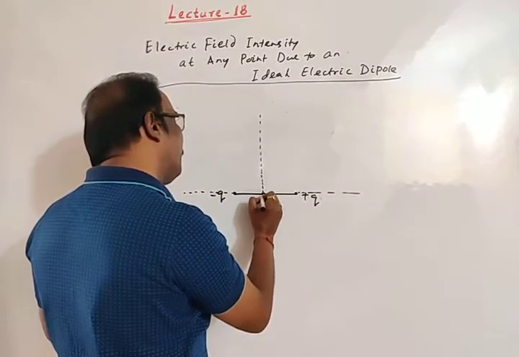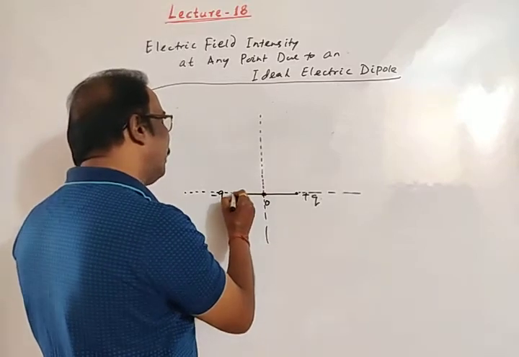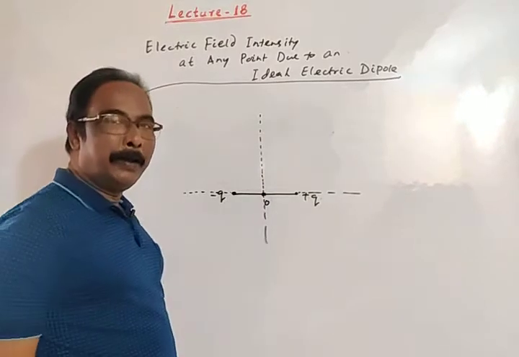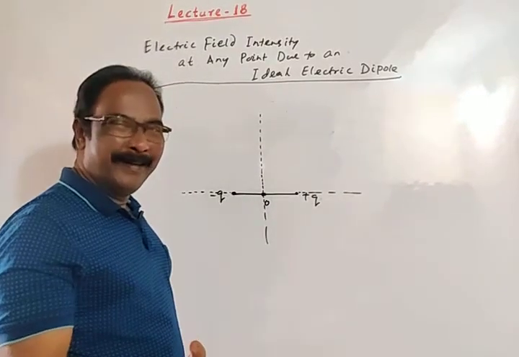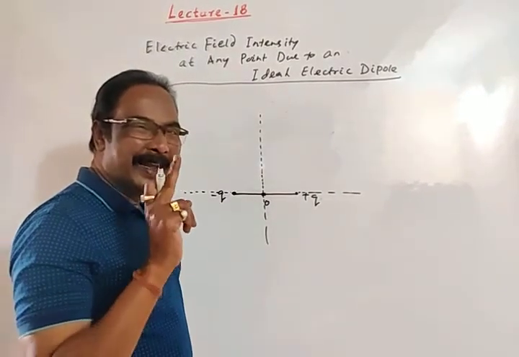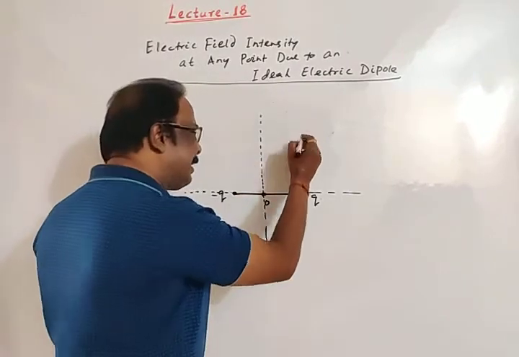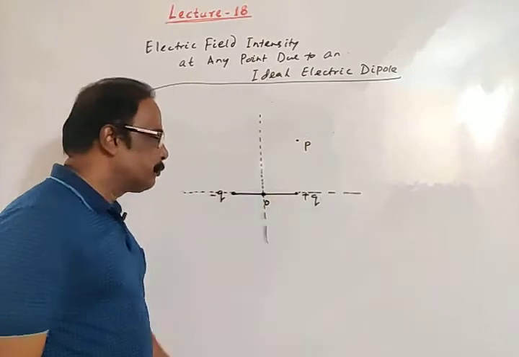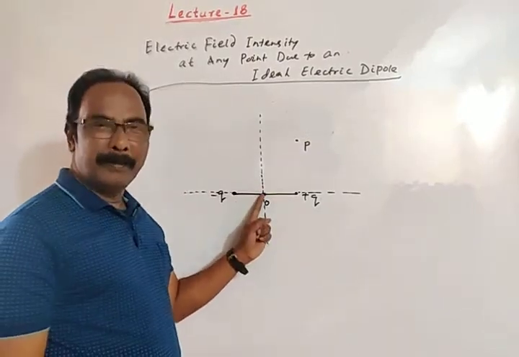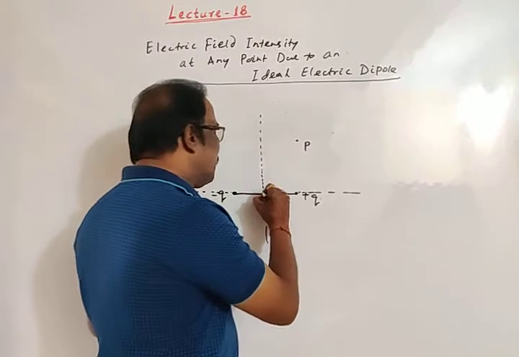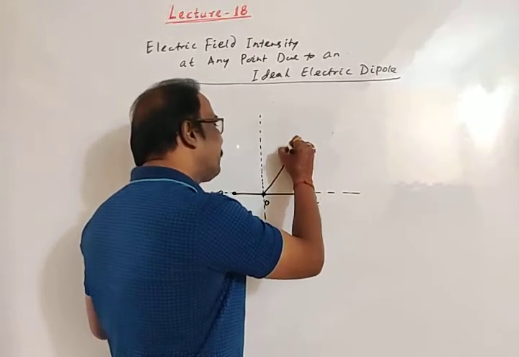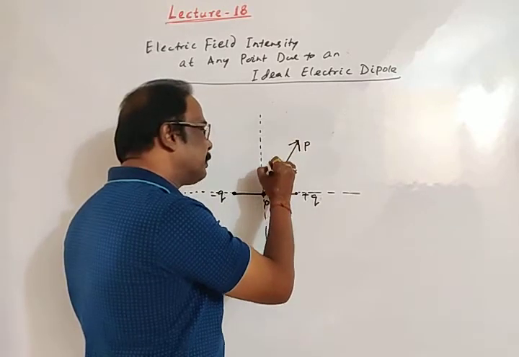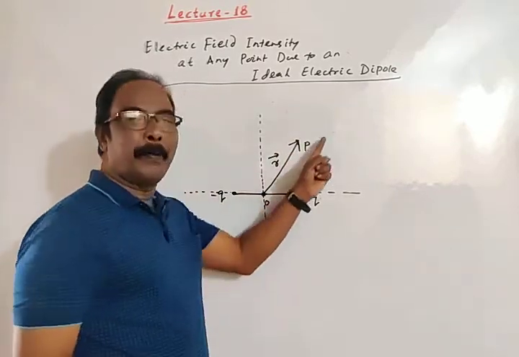We have already calculated electric field at any point on axial line and on equatorial line. Now you will find electric field intensity at any point due to a dipole. That is the point P, where we have to find electric field. So this is center of the dipole. Distance from center of the dipole to point P is r, and it is directed from O to P.